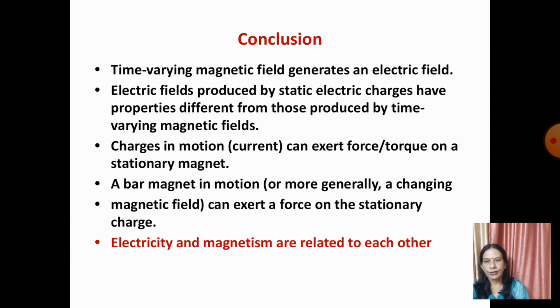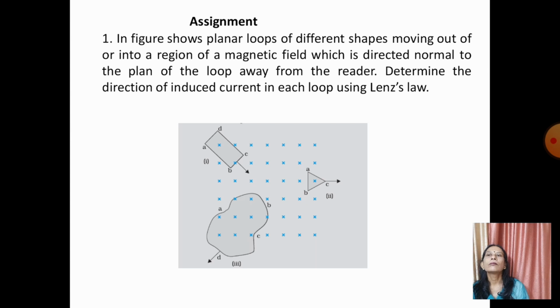So this is all about today's topic. Now have some assignments. This is a question from the NCERT book, and it's a very important question. The figure shows planar loops of different shapes moving out of or into the region. You can recognize this with the help of these arrows. The magnetic field is directed normal to the plane of the loop, away from the reader, away from us. Determine the direction of induced current in each loop using Lenz's law.